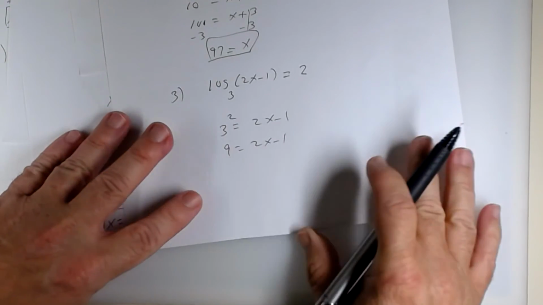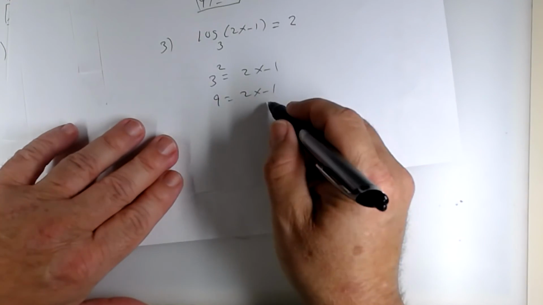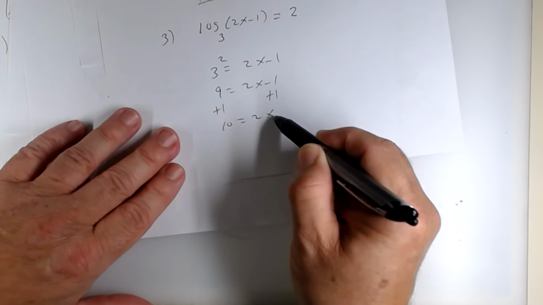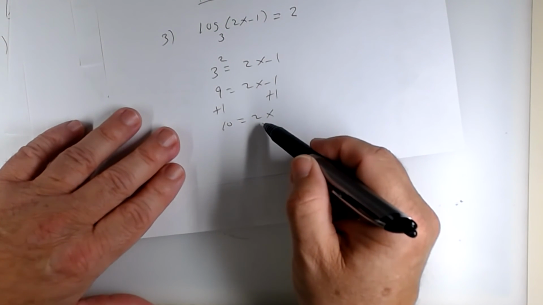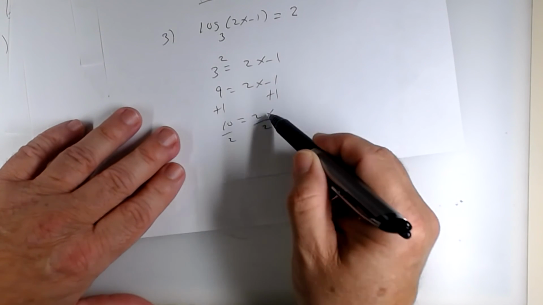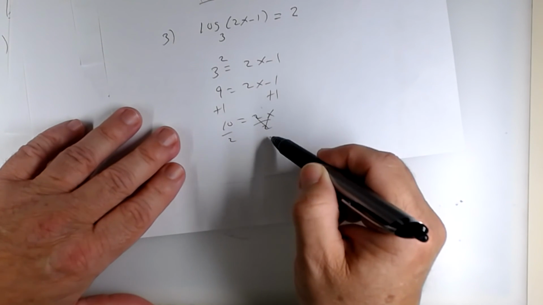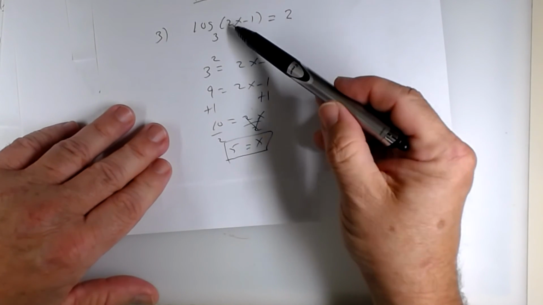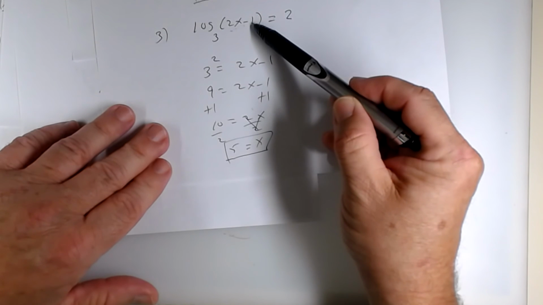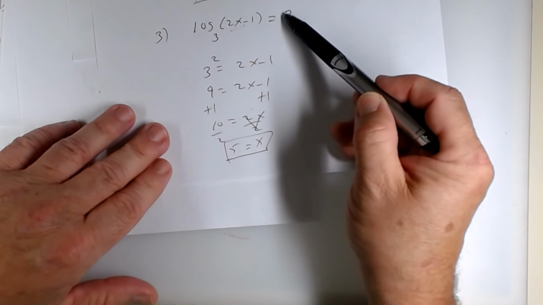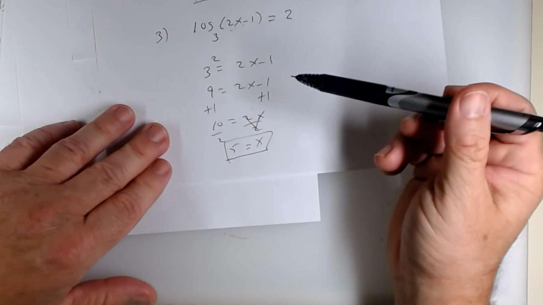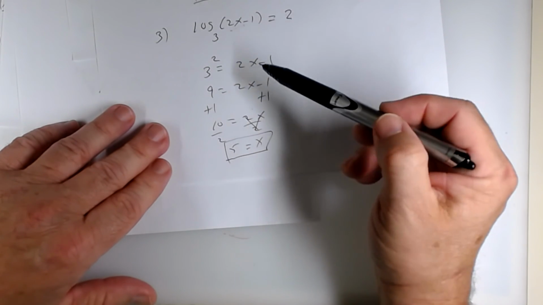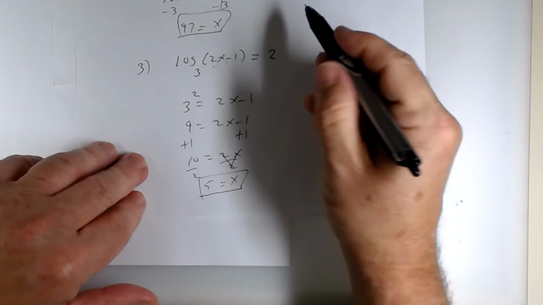2x minus 1 plus x is 5? So add 1, right? So 10 equals 2x. And then divide by what? 2, so x is 5, right? You can always check yourself. What's 2 times 5? 10. What's 10 minus 1? 9. Is 3 squared equal to 9? Yes. See what I did to check? 3 squared equals 9.